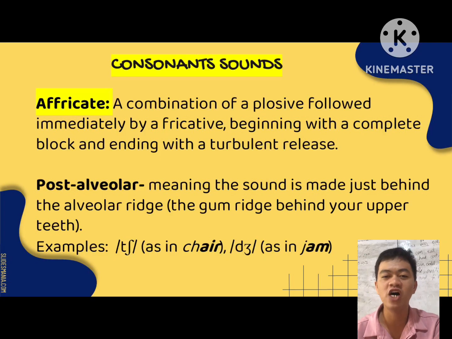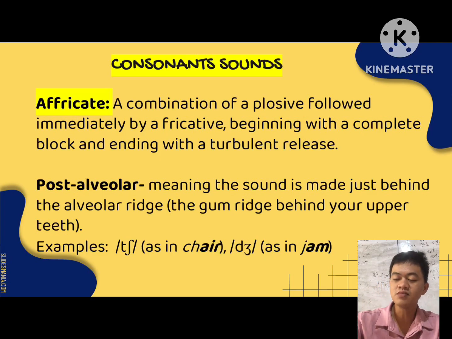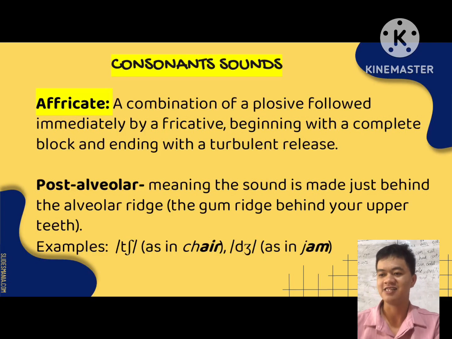Okay, next we have the affricate. It is a combination of a plosive followed immediately by a fricative, beginning with a complete block and ending with a turbulent release. So we have here the post-alveolar, meaning the sound is made just behind the alveolar ridge, the gum ridge behind your upper teeth. So when we pronounce here the symbol tʃ, as in chair, and then dʒ as in jam, we use our post-alveolar, wherein it belongs as an affricate.